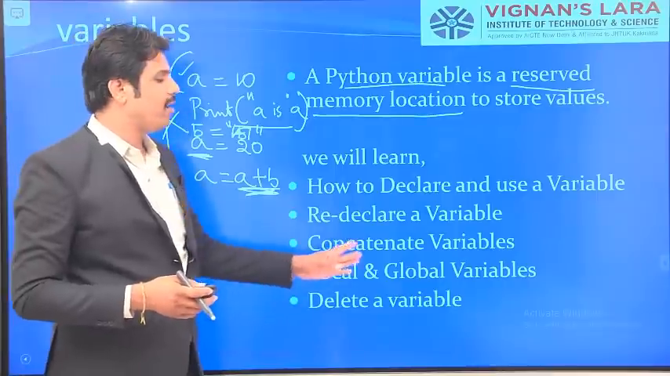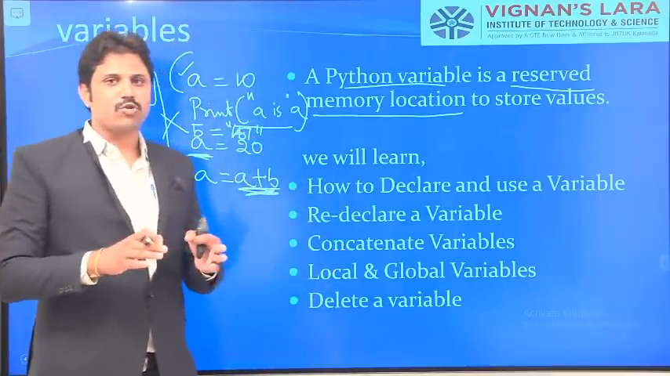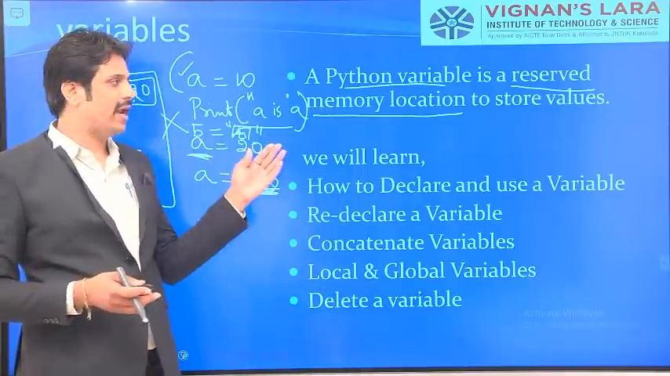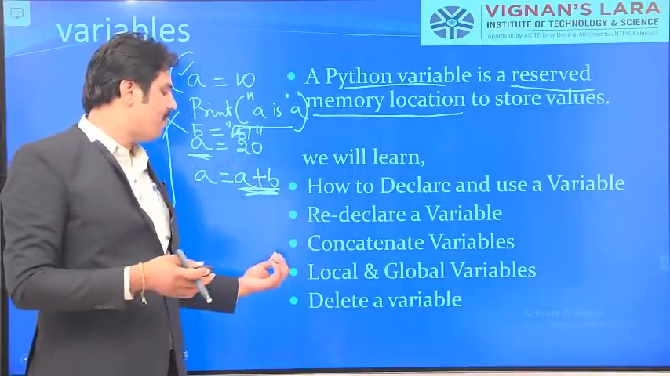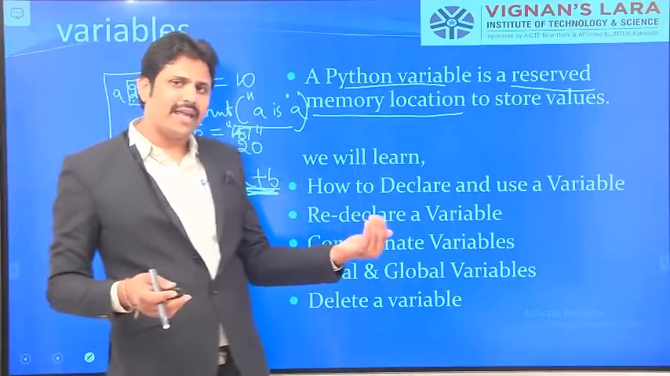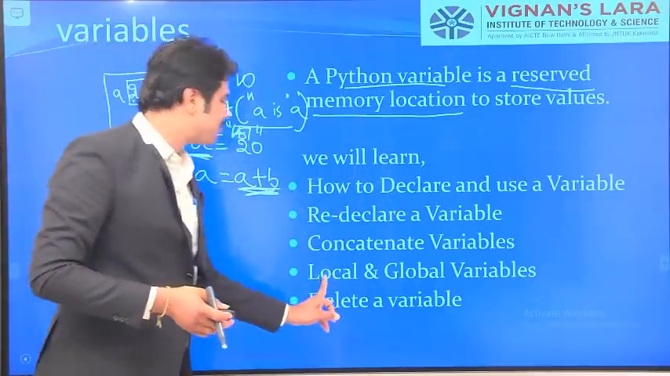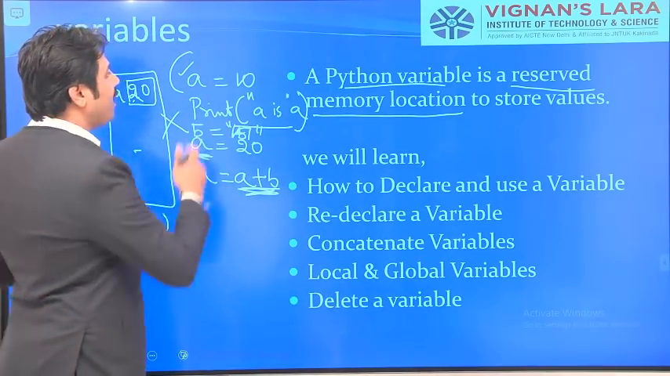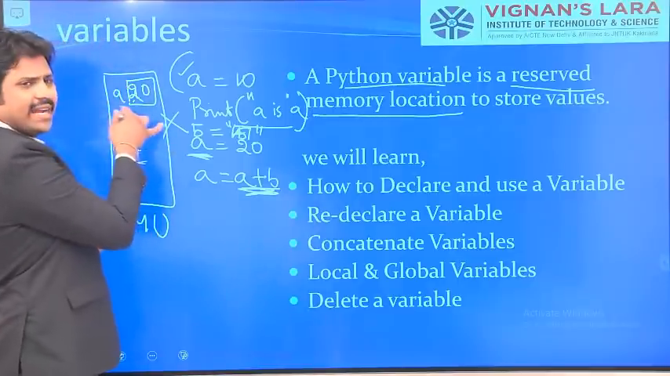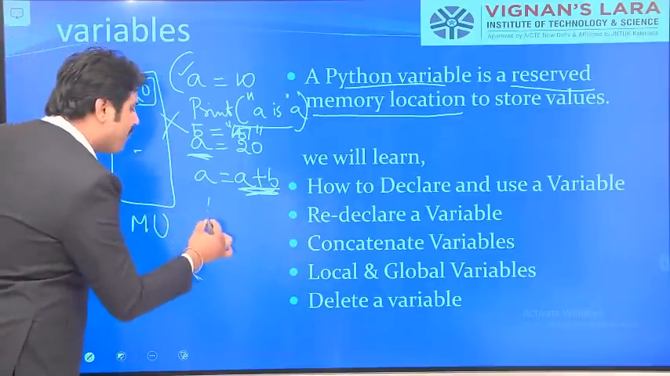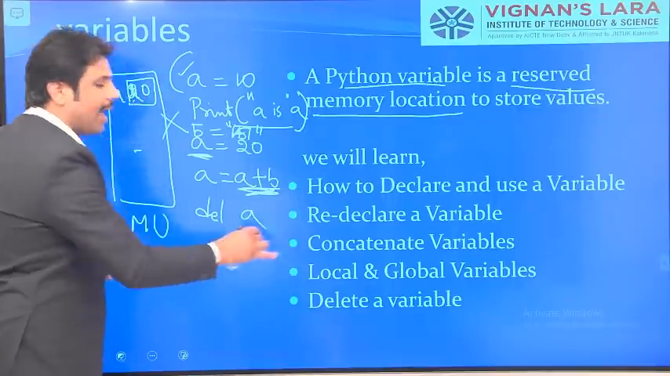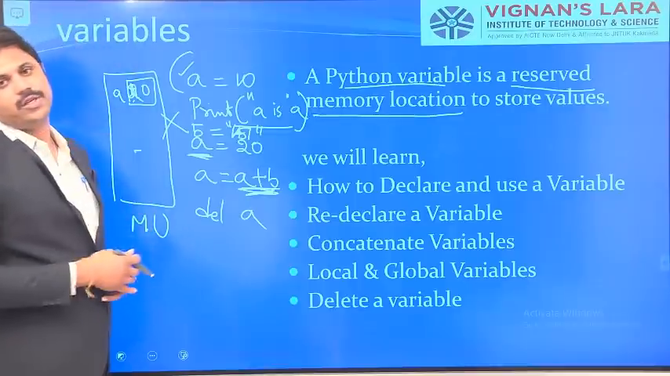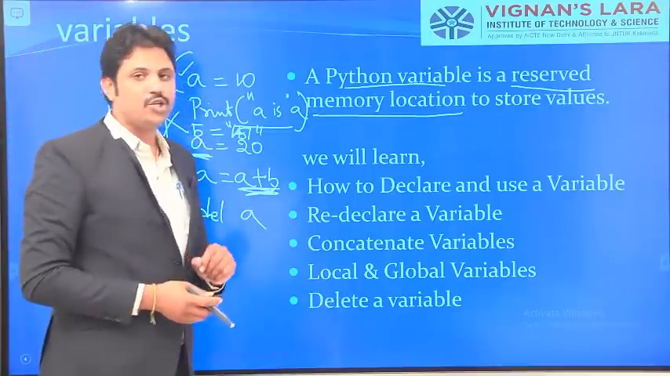So global and local variables. This concept is going to be explained at the time of functions. In the next sessions we are going to see functions, and in that case we are going to explain local and global variables. Now delete variable. I declare a equals to 10. Memory is allocated, the 10 is stored here. If I write the statement del a, this memory is going to be removed in the memory unit. So this is the deletion.